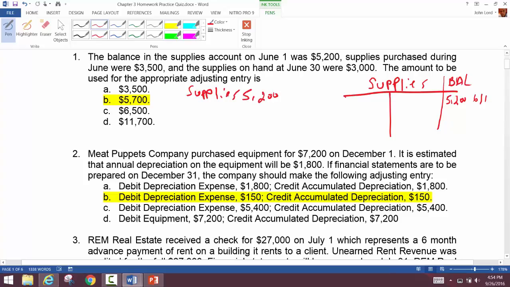$5,200. That's a debit to supplies for $5,200, and I'm going to credit, how about accounts payable? It doesn't really matter for this problem. Okay, and when I debit the supplies, not $5,200, but what did they tell me, $3,500? Sorry, $3,500. I already had $5,200 to start the year. I debit supplies $3,500. I credit the accounts payable $3,500.